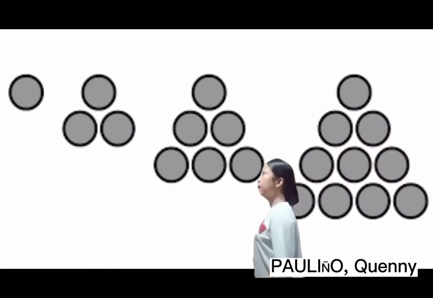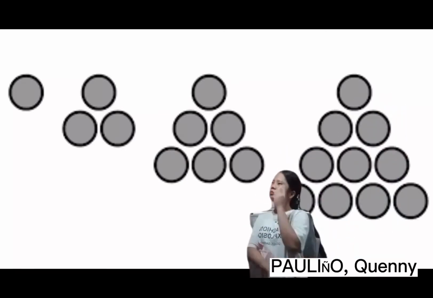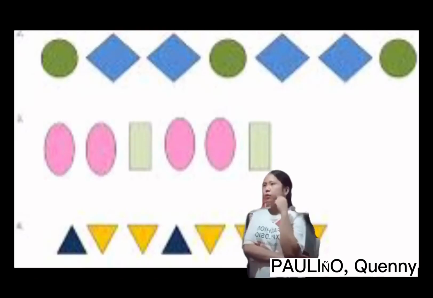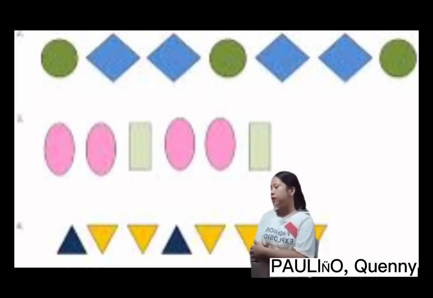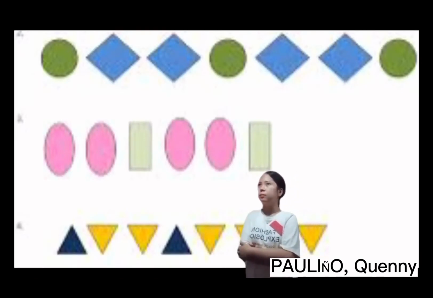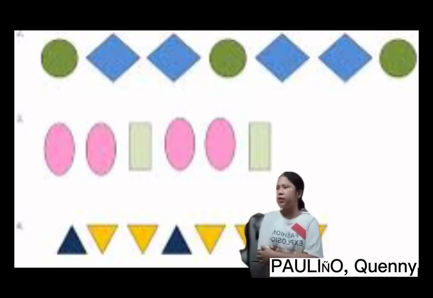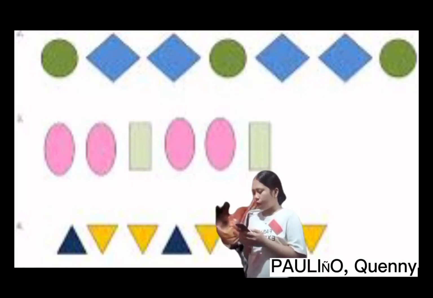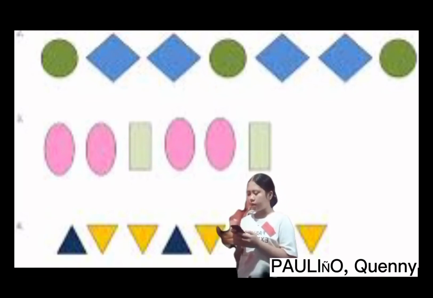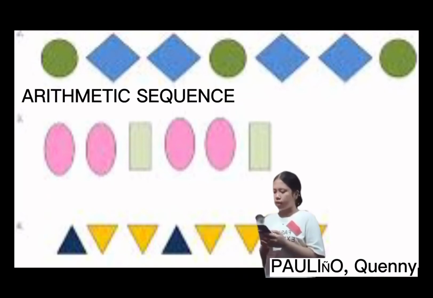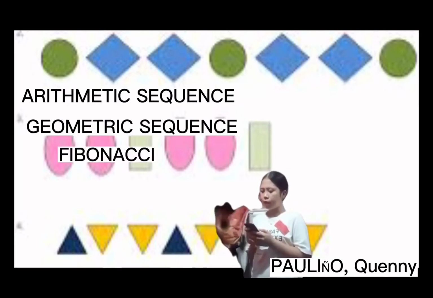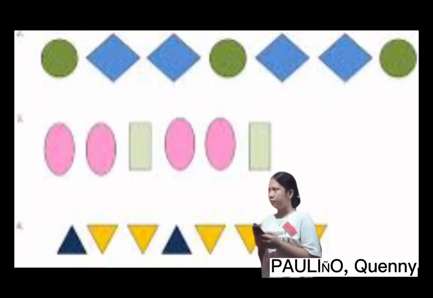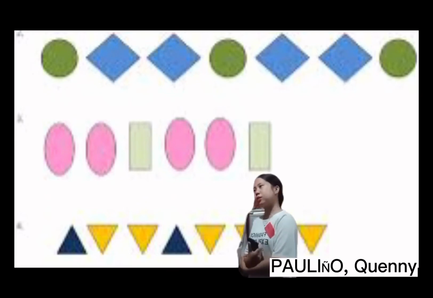So many patterns here. How are the patterns formed? What are the formulas or sequences used here? Let me search it on Google. There are 3 types of sequences: the arithmetic sequence, the geometric sequence, and the Fibonacci. Let me ask my teacher on Monday about arithmetic sequence.